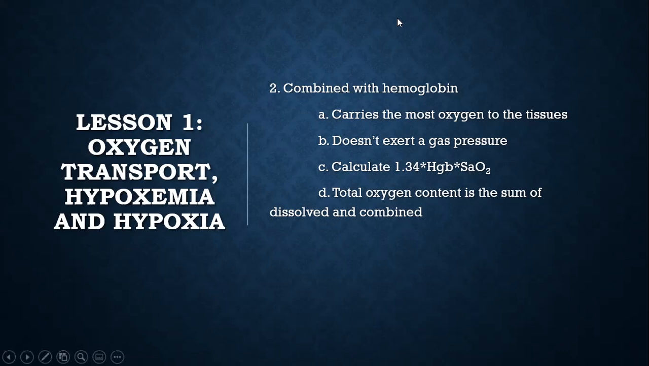And then the total oxygen content is just add the two together. So write that down: 1.34 times hemoglobin times SAT. Now the SAT is what you see on your finger probe or on the monitor. How much are they SATing? And that is a percentage which must be put into a decimal before you do anything with it.